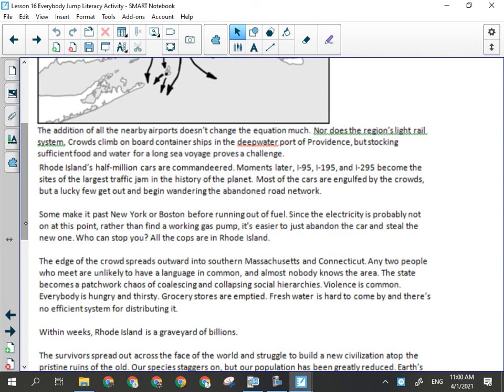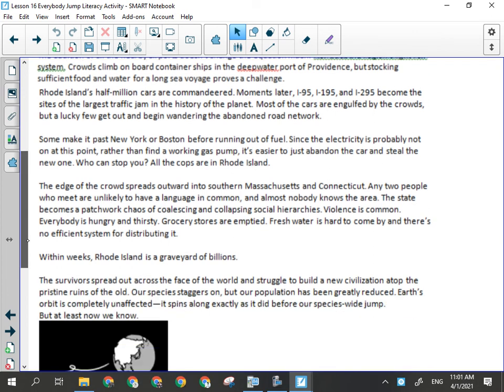So violence is common. Everybody's hungry and thirsty. Grocery stores are empty. Fresh water is hard to come by, and there's no efficient system for distributing it. Nobody has mentioned the feces problem. It can be pretty nasty. You probably didn't bring a lot of porta potties along, things like that. Okay. Within weeks, Rhode Island is a graveyard of billions.